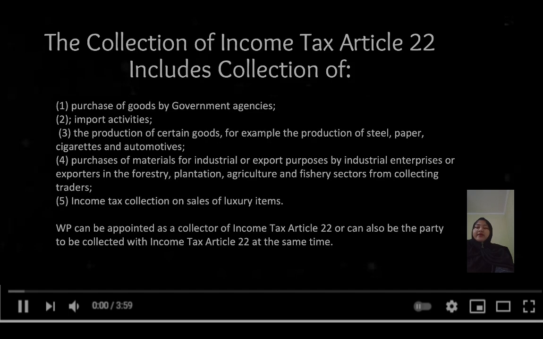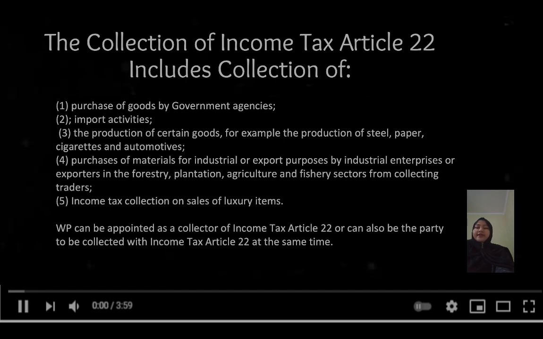The collection of income tax Article 22 includes collection of: 1. Purchase of goods by government agencies, 2. Import activities, 3. The production of certain goods, for example the production of steel, paper, cigarettes, and automotives, 4. Purchases of materials for industrial or export purposes by industrial enterprises or exporters in the forestry, plantation, agriculture, and fishery sectors from collecting traders, 5. Income tax collection on sales of luxury items.